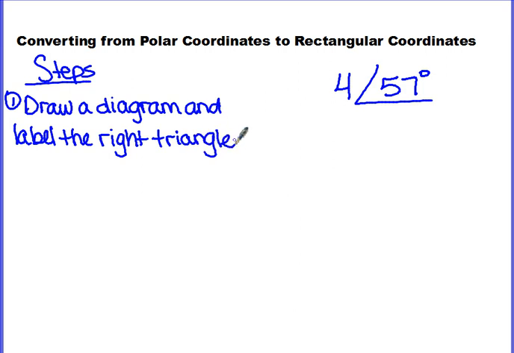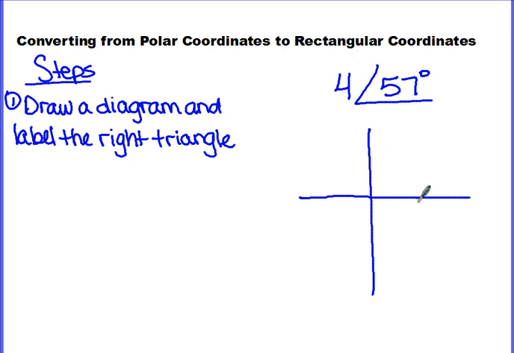Now remember, polar coordinates and rectangular coordinates are naming a location on a coordinate plane. So if we're going to draw the diagram, it's going to look like a coordinate plane with an XY axis. We're going to draw the diagram based on the angle first. Back in the previous slide, we know that positive angles, which is what we have here, are measured counterclockwise from the positive x-axis. So here is the positive x-axis. We're going to be going counterclockwise.